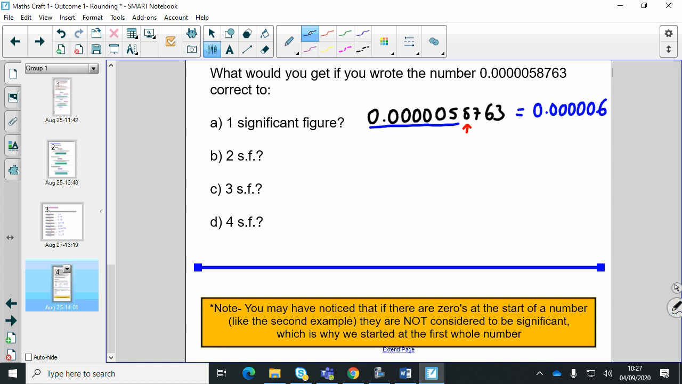Okay, so it's 2 significant figures. I'm going to underline the first two significant figures, which is the 5 and the 8, and then check the third one to see how this rounds. So because the 7 is bigger than 5, the 8 is going to round up to 9. So we need to write all the zeros at the start as before, and then 5, 9, and then all the other numbers drop off.